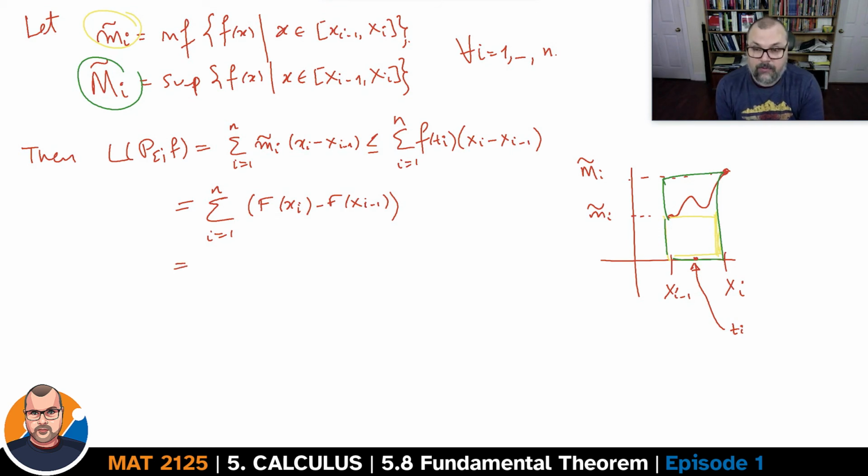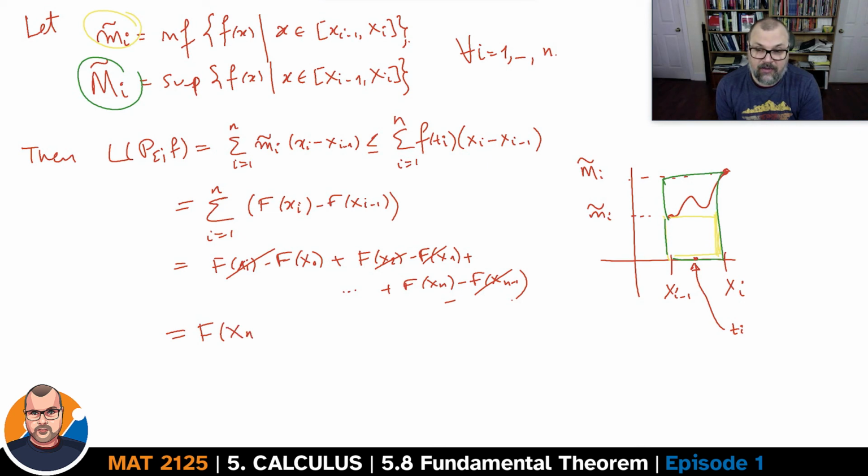You write it down, you will get f at x1 minus f at x0 plus f at x2 minus f at x1 plus all the way up to f at xn minus f at xn minus 1, and all of these terms here will cancel out. The only terms that don't cancel out, well, there's two of them. There's f at xn here at the end minus f at x0. There's f(b) minus f(a).